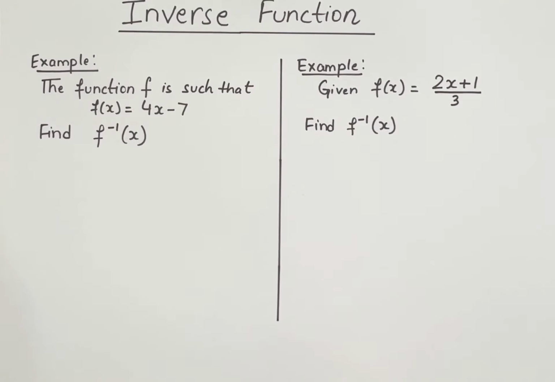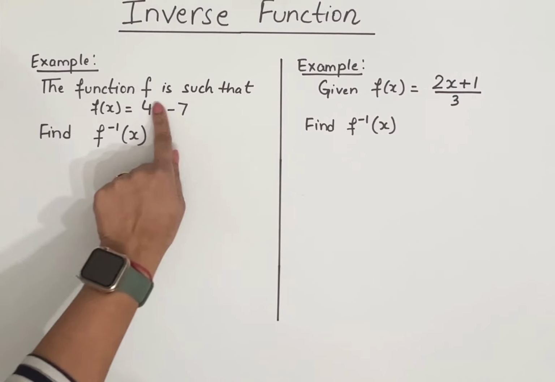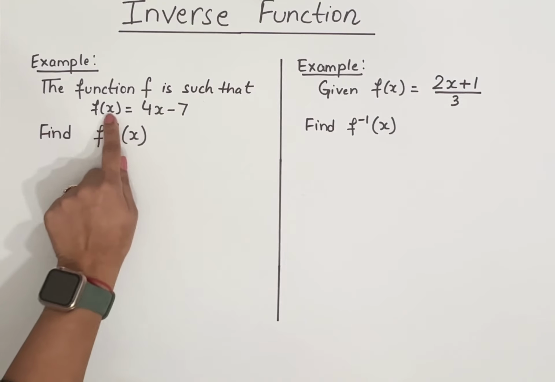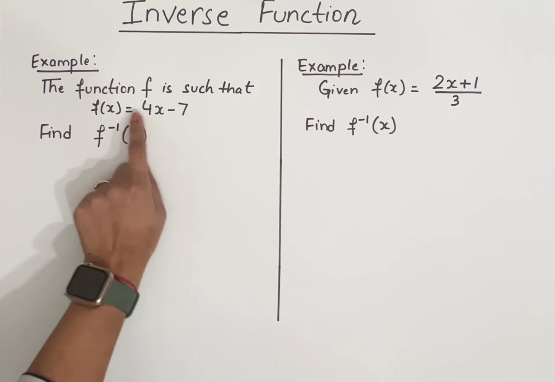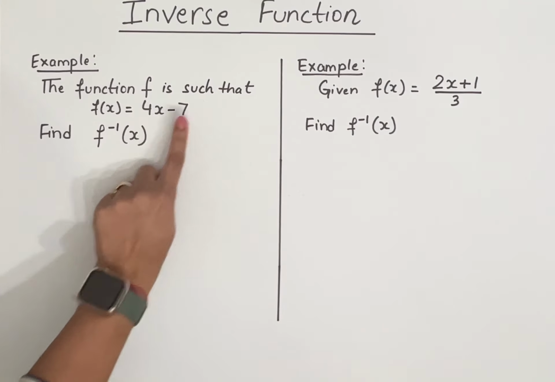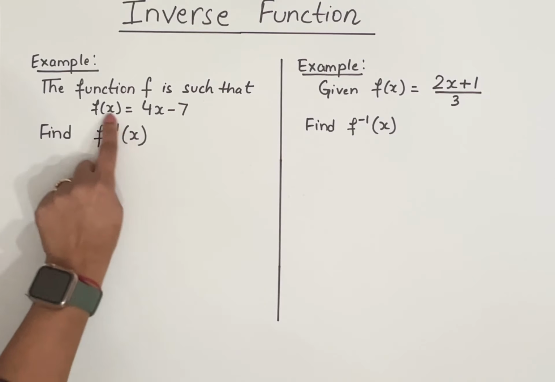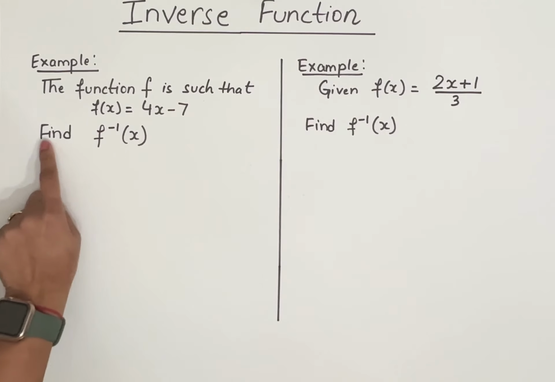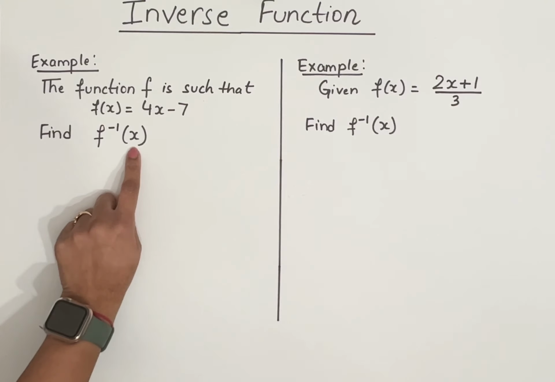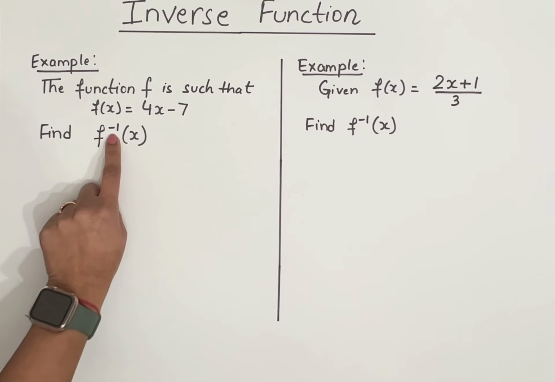Hello everyone. In this video, we're going to look at inverse function. Let's have an example. The function f is such that f(x) equals 4x minus 7. Find f minus 1 of x. This is how we write inverse function. So the question is, find the inverse of f(x).